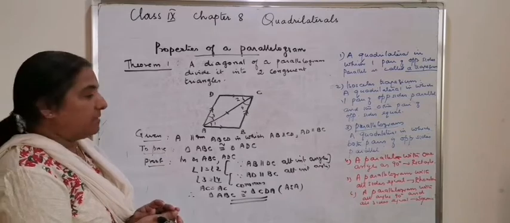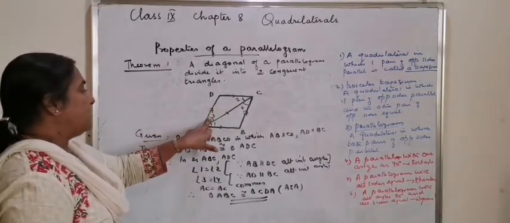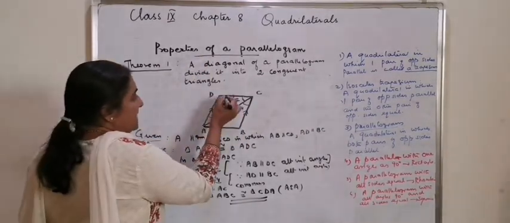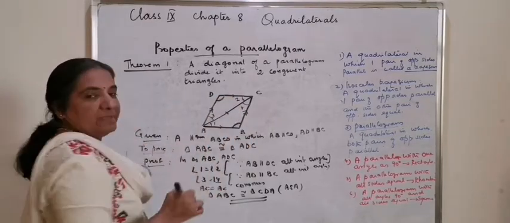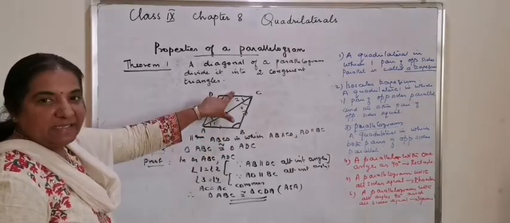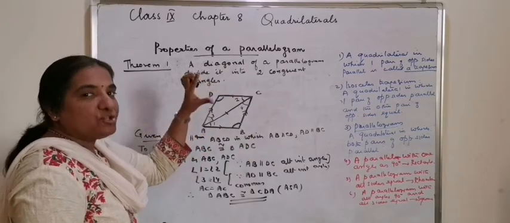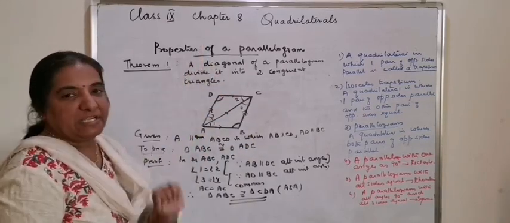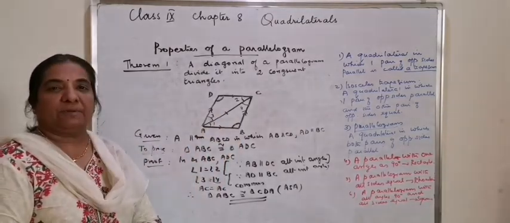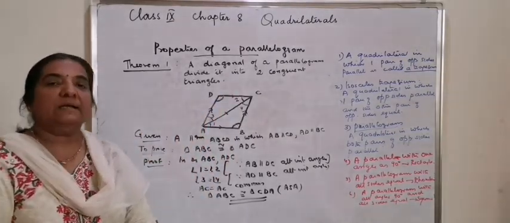What will be the corresponding parts here? Angle 1 and angle 2 are equal. Angle 3 and angle 4 are equal. Angle D and angle B are equal. So, as properties, again, AB and CD will be equal. AD and BC also will be equal. This all will be derived as the properties of a parallelogram: opposite angles of a parallelogram are equal, opposite sides of a parallelogram are equal.